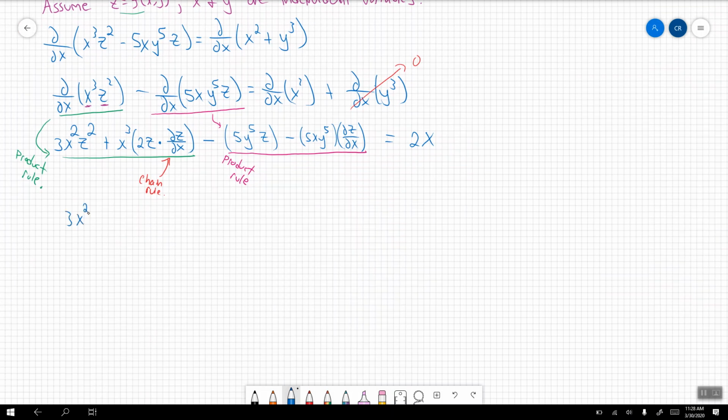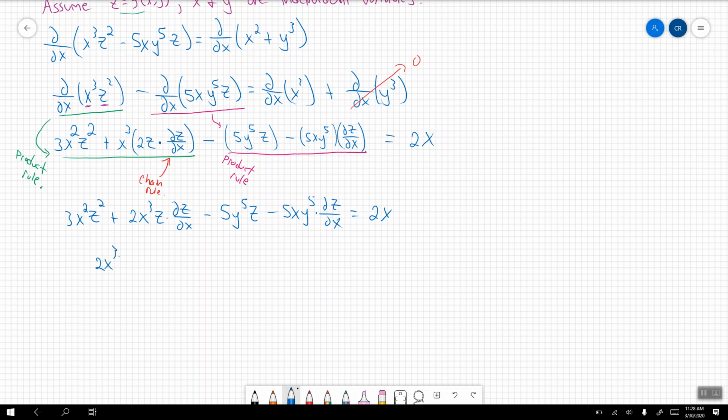So we have 3x squared z squared, plus, let's multiply these here, 2x cubed z multiplied by the partial of z with respect to x, minus 5y to the 5th z, minus 5xy to the 5th multiplied by the partial of z with respect to x, is equal to 2x. Now we need to solve for the partial of z with respect to x, because again, that's what we're looking for at the end. So let's get everything to one side that contains a partial derivative.